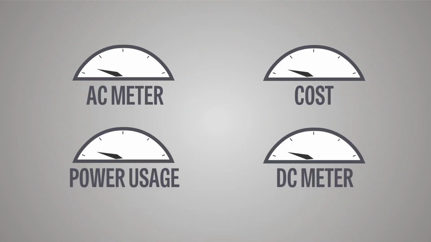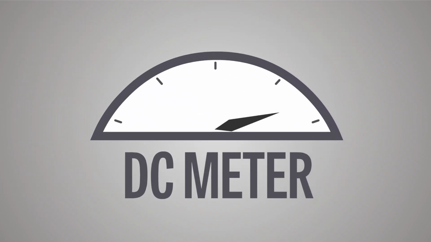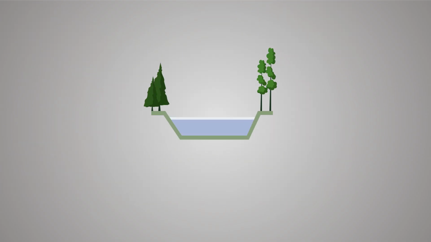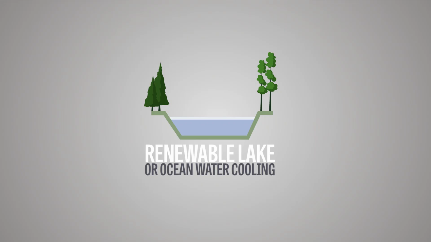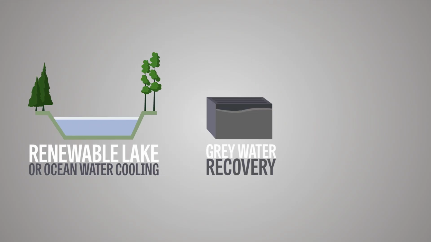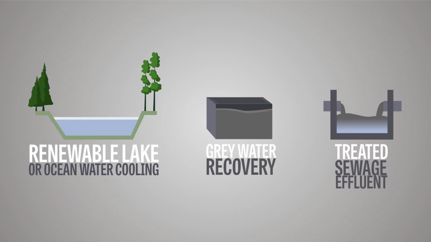Traditional air conditioning systems create 50 to 70% of the peak electricity demand in a building, usually at peak cost. With district cooling, peak power demands on the grid are avoided and costs are reduced. The large scale of district cooling makes possible the use of technologies like renewable lake or ocean water cooling, gray water recovery, and treated sewage effluent.